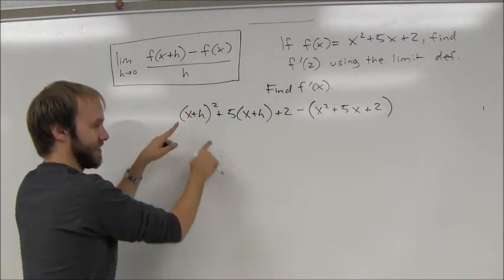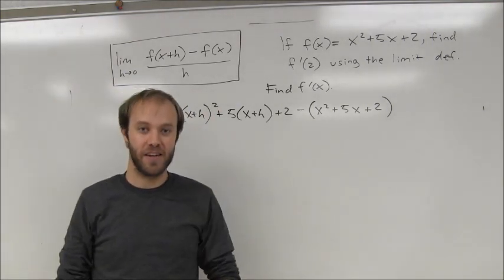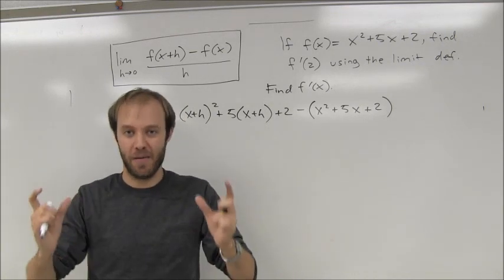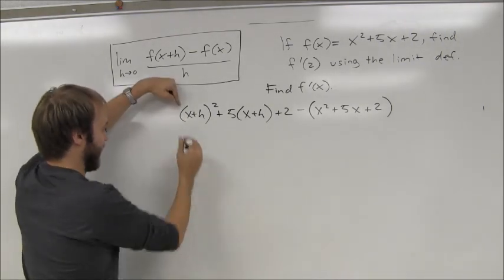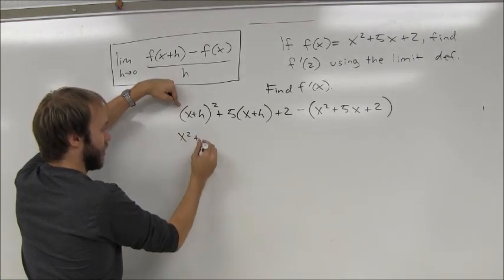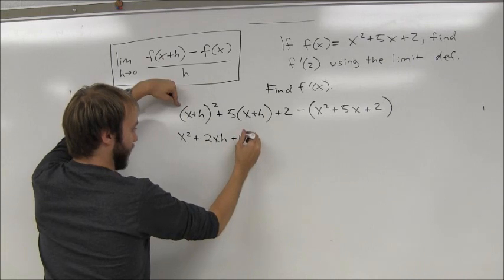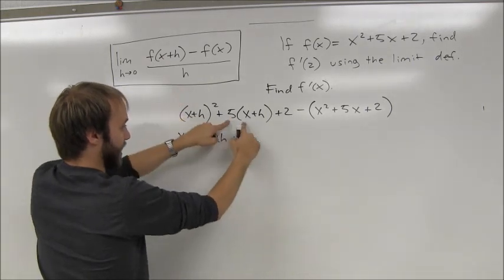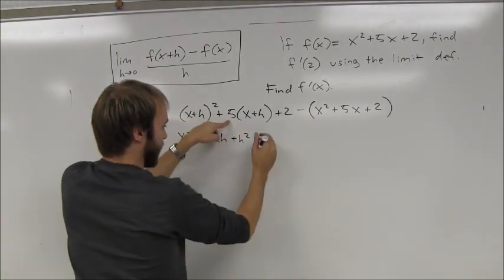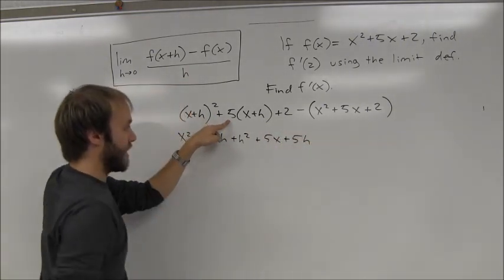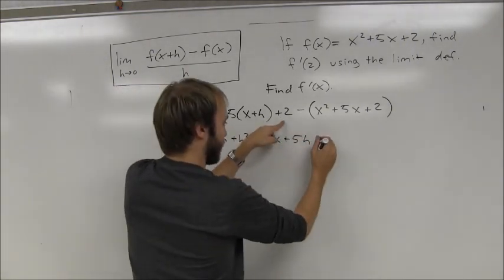I need to expand this. Hopefully you can expand a perfect square very quickly and easily. If not, you can always use FOIL. I'm not going to show the FOIL here in this case, but this ends up being x squared plus 2xh plus h squared. Then I'm going to take 5 times this x plus h, so plus 5x plus 5h. Then I have my plus 2.